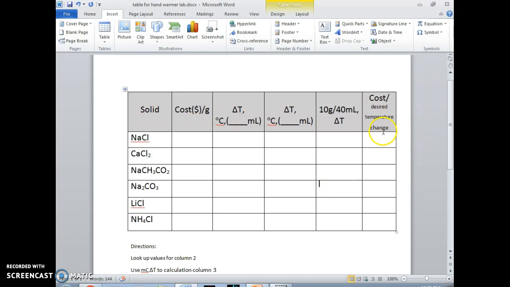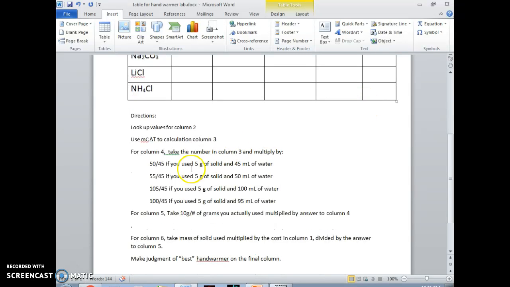That's correct. And then over here in the last column, cost per desired temperature change. I kind of made this up. This is not the same way it's written in the report. I don't like what they want you to do, so I'm going to make it different. So for column 6, take the mass of the solid used multiplied by the cost in column 1 divided by the answer to column 5.